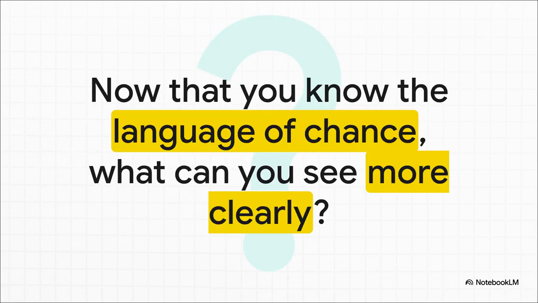In the end, probability isn't a crystal ball. It can't tell you exactly what the future holds. But what it does, and what's so powerful, is it gives us the language to understand uncertainty. It provides a map for the landscape of what's possible. So I'll just leave you with this question. Now that you speak the language of chance, what part of your world can you see just a little more clearly?